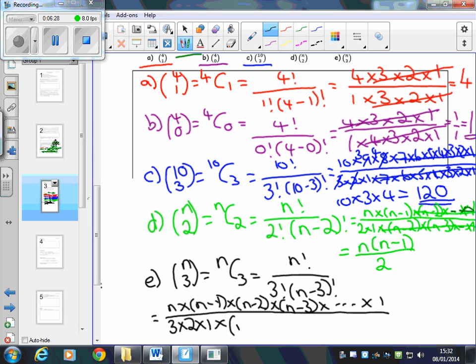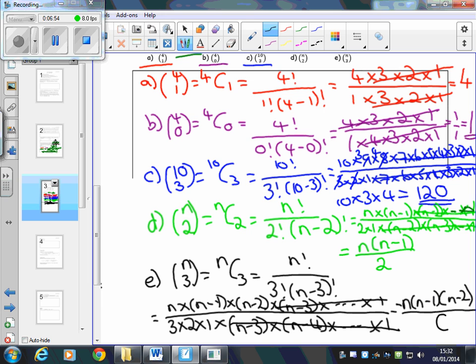(n minus 3) factorial, which will be (n minus 3) times (n minus 4) times dot dot dot all the way down to times 1. So again, from n minus 3 down here, that will be cancelled with this n minus 3 here. So that means that all we are left with is n lots of (n minus 1) times (n minus 2) all divided by 6.